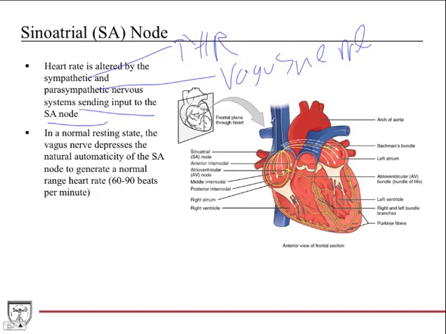And in fact, remember we talked about in the autonomic nervous system lecture that the vagus nerve is actually responsible for depressing the natural resting automaticity of the SA node. If you were to cut the vagus nerve, the SA node would generate a much higher resting heartbeat than what's normal. So the vagus nerve depresses the natural automaticity of the SA node, and that's what gives you your normal resting heart rate. 60 to 90 beats is considered the normal range. The vagus nerve is actually responsible for that.